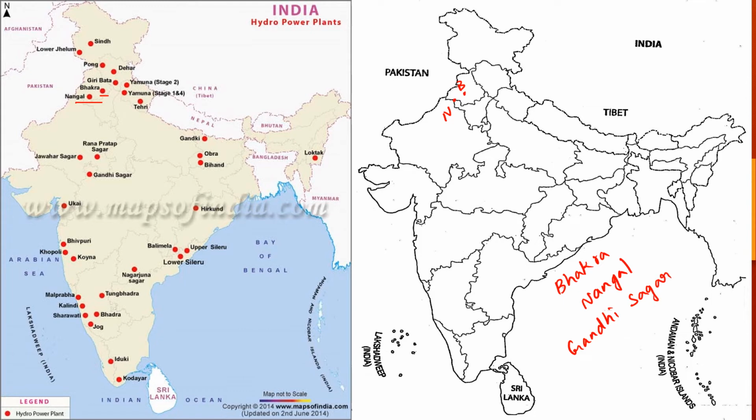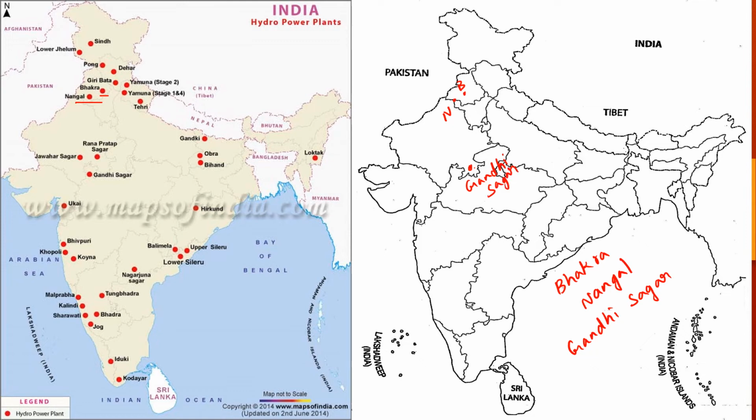So this Gandhi Sagar comes near the region of Madhya Pradesh. Okay, so in Madhya Pradesh, this Gandhi Sagar will come. You can see, right? So this region is where this Gandhi Sagar Dam will come. This place is where the hydroelectricity generated is very high.